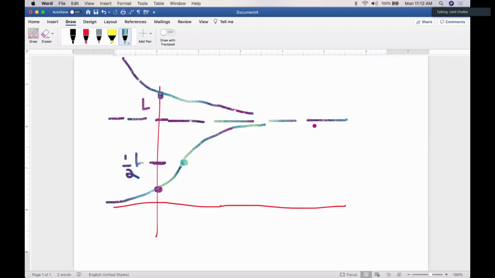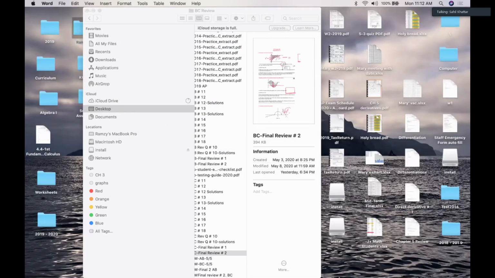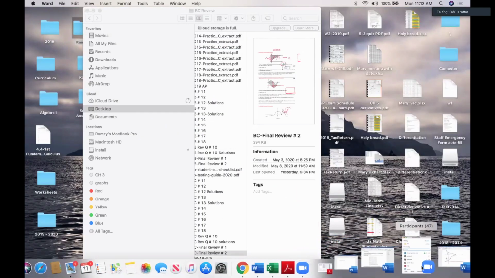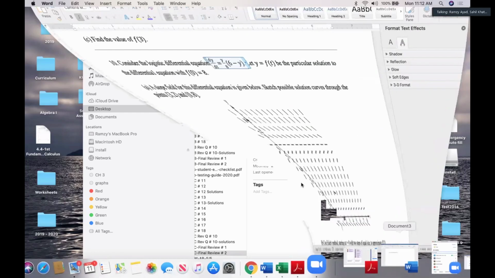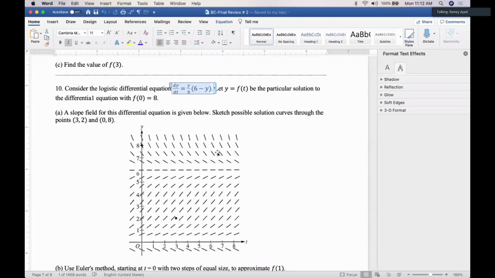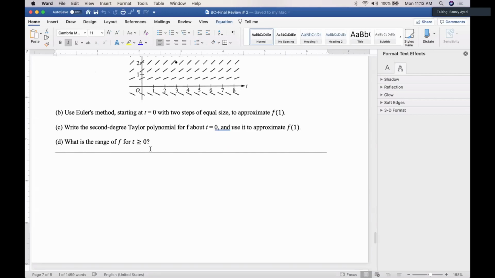But Mr. Ayat, for the question, it says that the range is for t greater than or equal to 0, but doesn't it only go to infinity for t less than 0? Hold on one second. For this problem, what does it say? It says to find the range for t greater than or equal to 0. Yes, this is the time, greater than or equal to 0.